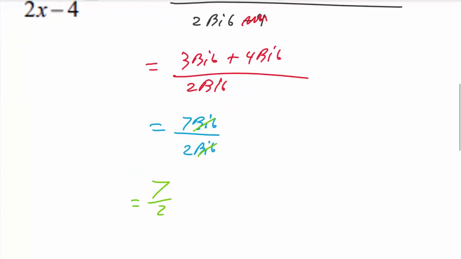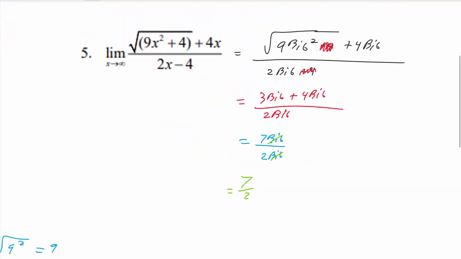Okay, so for these two problems, what's the big takeaway? Don't panic. If you have an infinity, when you're doing a limit as x approaches infinity, just sub in bigs and follow along with that big little logic just like you have on the other problems.